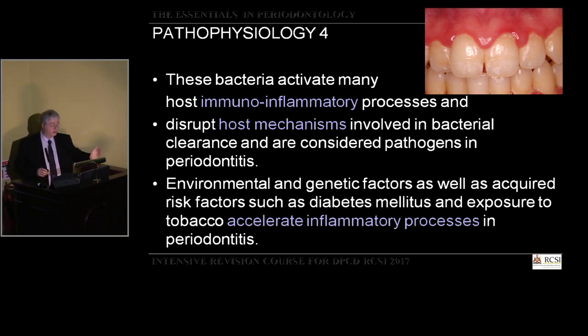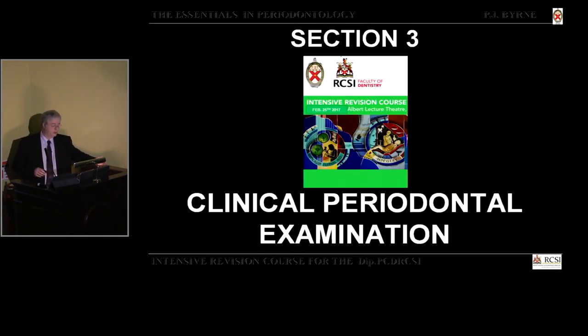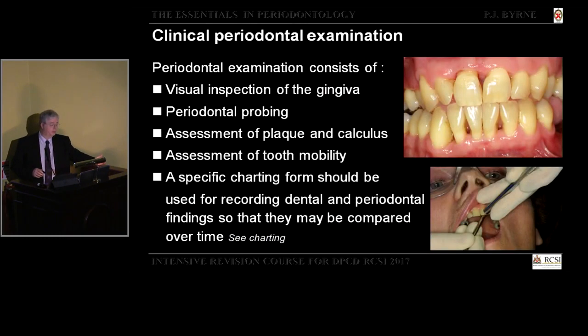Environmental and genetic factors accelerate the inflammatory processes that we see in periodontitis. Up until more recently, we were largely concerned with bacteria, and we largely ignored viruses in terms of periodontal etiology. But today, there's a lot of interest in particularly 2 viruses that have been looked at: the Epstein-Barr virus, which hopefully we'll all avoid, and CMV, cytomegalovirus. And these viruses are the most commonly researched today, and we'll hear a lot more about them as time goes by.